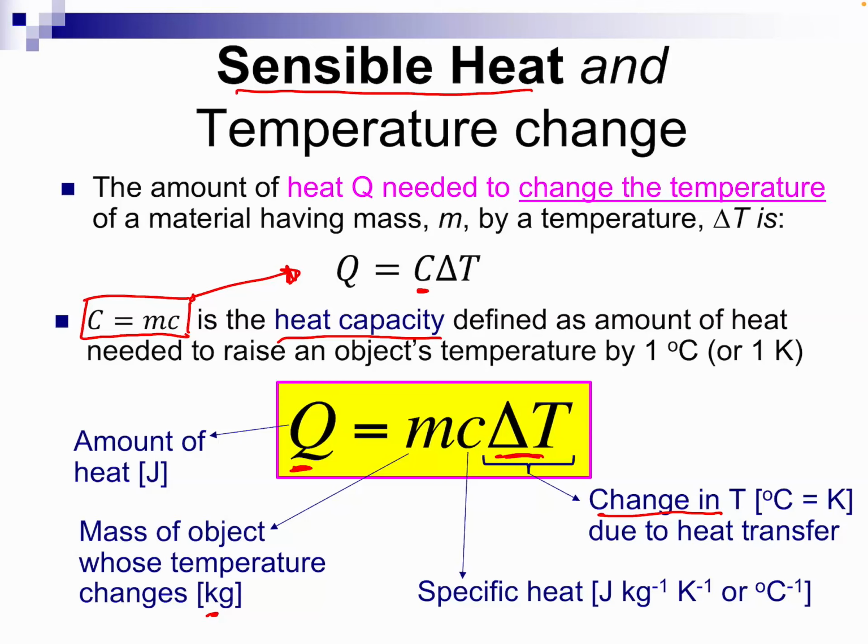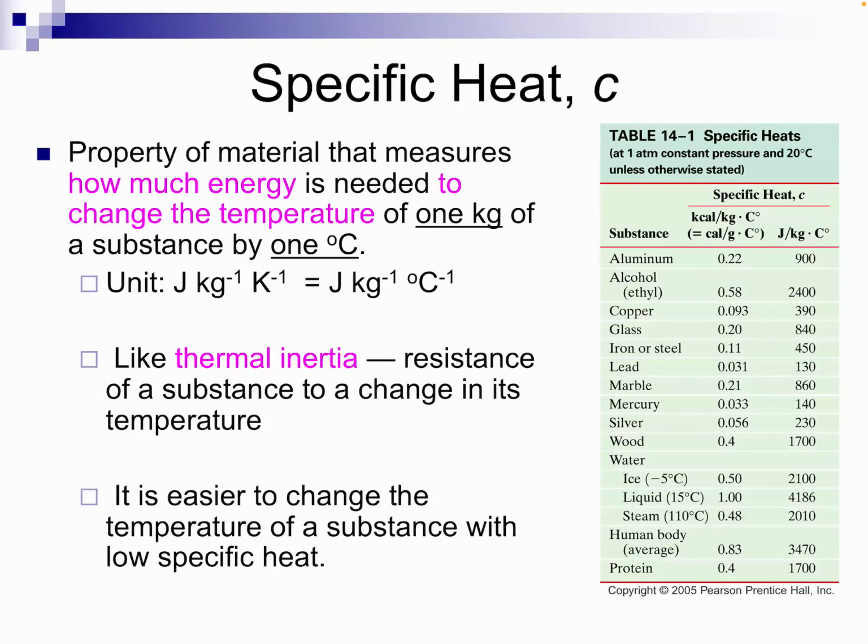So let's look at the specific heat in more detail, what it is practically. A specific heat, small c, is defined here. As I've mentioned earlier, it's a property of the material, and you can see the formal definition of specific heat in this first bullet point here. But in practical terms, specific heat is a measure of the resistance of the object to change in its temperature.